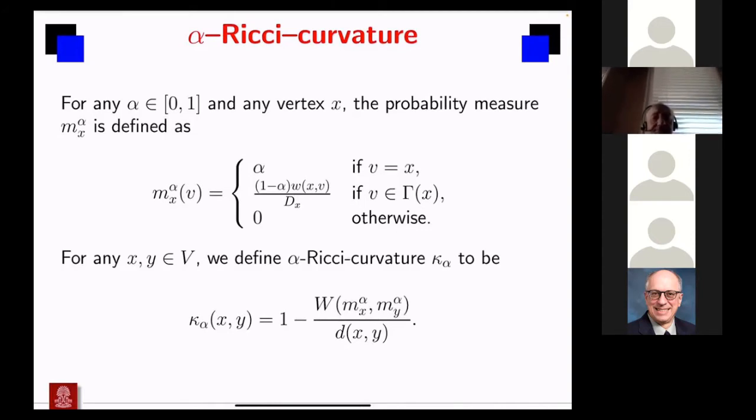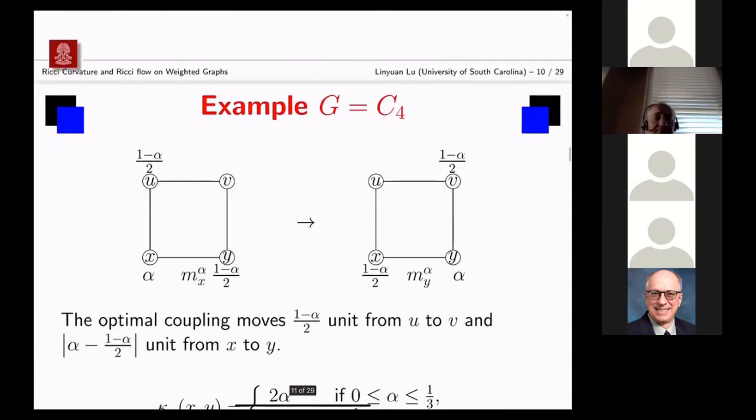And when alpha equals 0, this is the usual random walk, and that curvature is related to Ollivier's curvature. So we introduce the idleness, and then we can define the so-called alpha Ricci curvature, K_alpha. And finally, we take the limit. So this here is some probability. Okay, let me just give you an example.